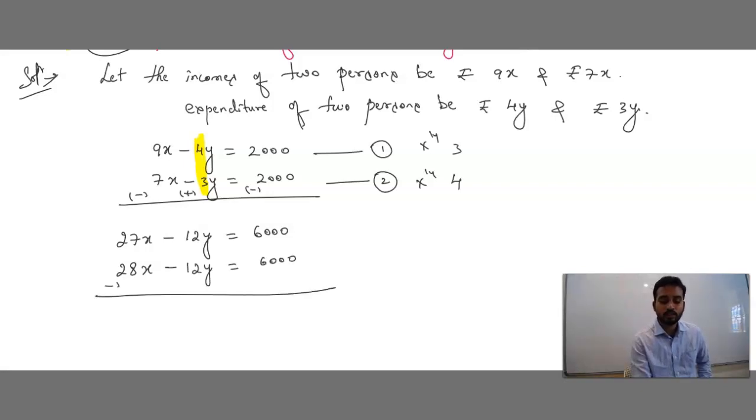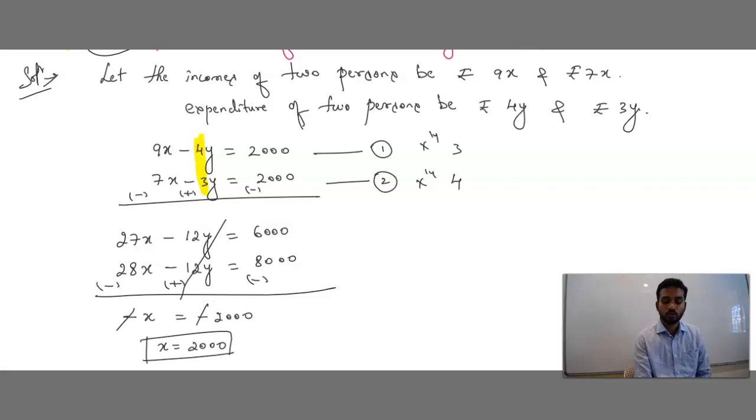Now we can see here this is minus, this is plus, and this is minus. Plus 12y minus 12y will get cancelled, and 6000 and 6000, 4 2s are 8000 right here. Yes, 4 2s are 8000. So 27 minus 28, in 27 can we subtract 28? No, so it is minus x equals. In 6000 can we subtract 8000? No, so it is minus 2000. Now this minus gets cancelled. So what is the value of x? That is 2000. So we got the value of x.